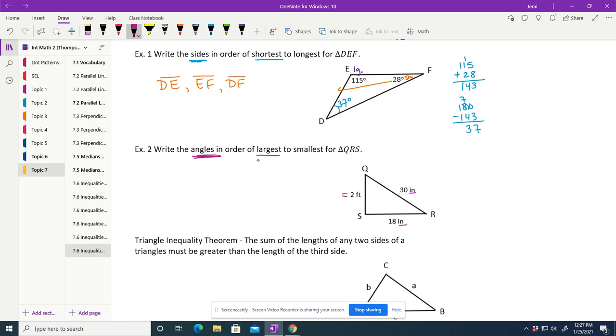So instead of 2 feet, I can rewrite that as inches. There's 12 inches in a foot, so this is going to be 24 inches. I need to take that into account before I start anything.